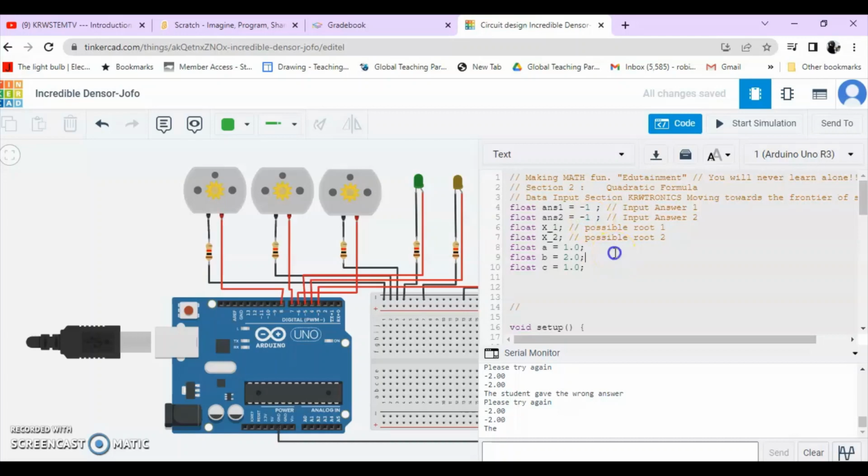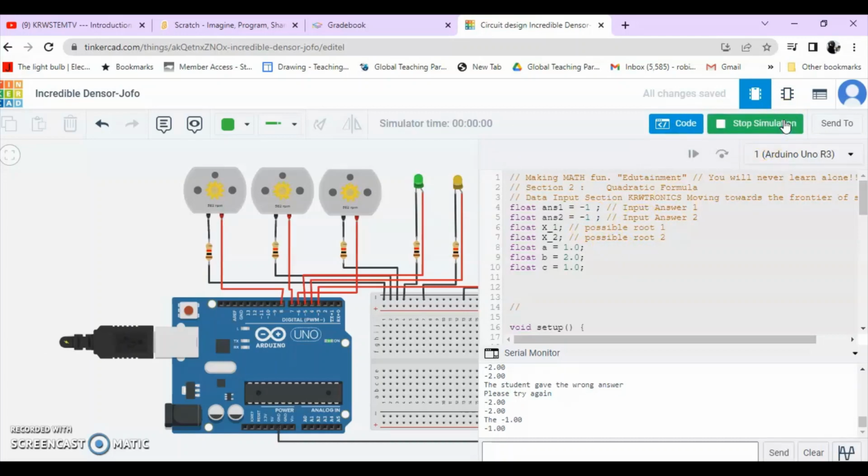So if you place your new answers here, let's see what will happen. I think I did that in my head. Okay, good. So you put your new answers there, and of course, you can say the student gave the correct answer. The answer computed by the computer is -1 in this case. Alright, so that's the concept.